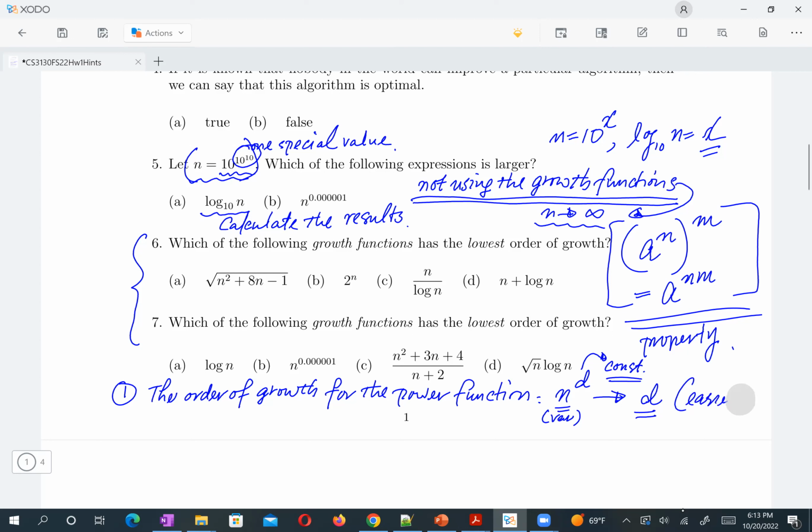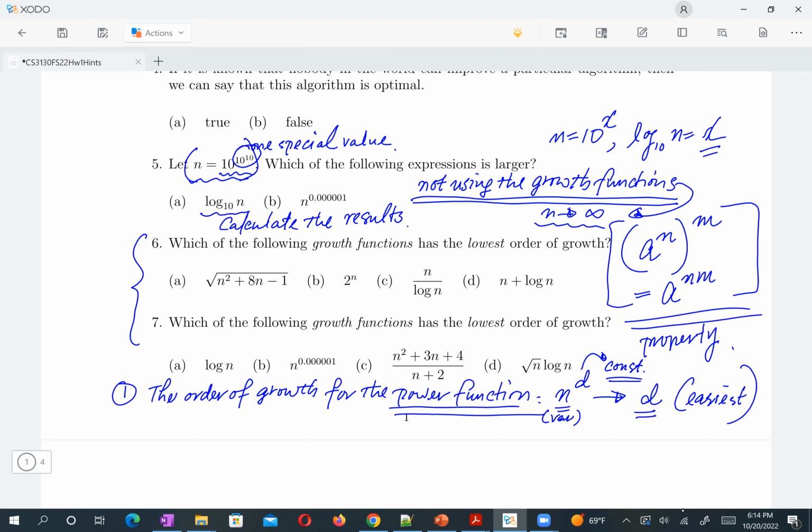We usually use the power function to be our G function. So we have F function, G function. G function, we want to make as simple as possible. F function could be more complicated. So for the G function, we usually like to use the power function to see the order of growth easily. But that is for the power function.